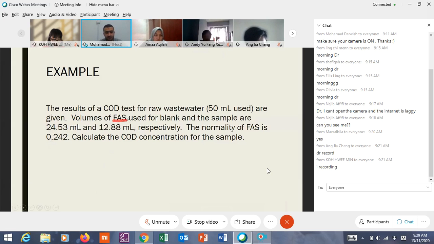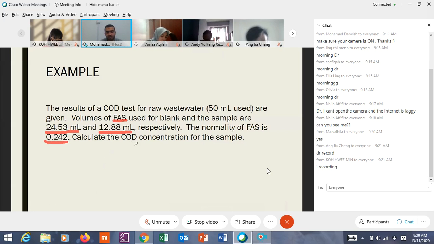These are the volumes of ferric ammonium sulfate used for the blank and for the sample, which means that we add this solution to a blank sample. The blank means it's not wastewater, it's clean water. Then we bring the wastewater, same volume, and we add to it 12.88 ml. The normality of the ferric ammonium sulfate was 0.242.